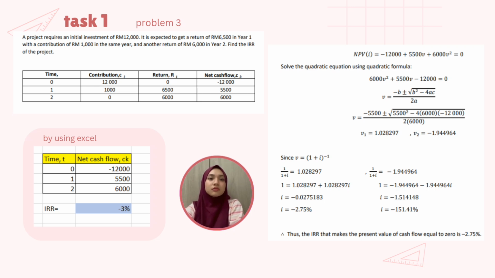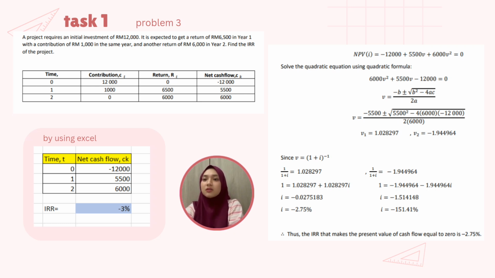The first method is by using Excel like the previous one. I get the IRR value, which is negative 3%. The second method is I calculate manually. I set NPV(i) equal to 0 and solve the quadratic equation using the quadratic formula, and I get two v values, where v1 is 1.028297 and v2 is negative 1.944964.